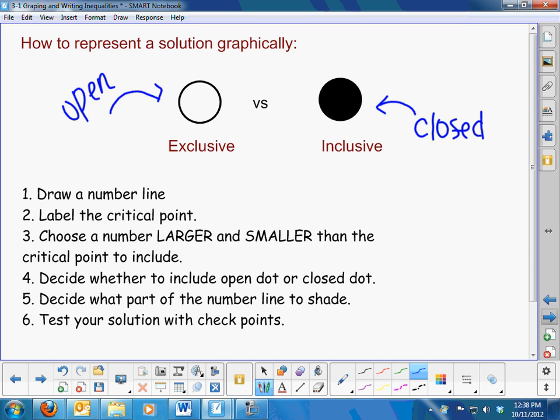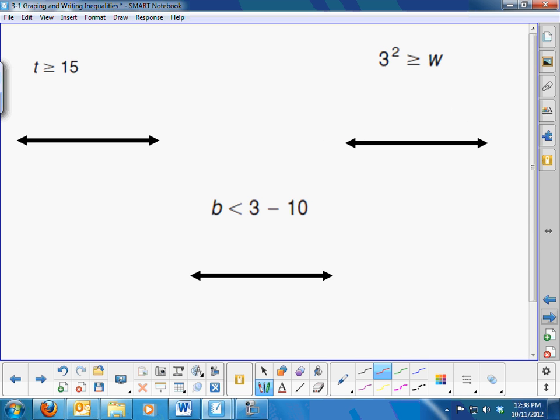Open dot simply means that that critical point is exclusive. It is not included in the solution set, whereas inclusive means it is included. That critical point is part of the solution set. So what we're going to notice is that we use an open dot anytime we have a less than or a greater than symbol. If we have a less than or equal to or a greater than or equal to symbol, we're going to use the closed dot. So let's practice some of these.